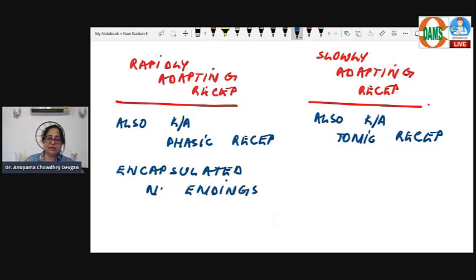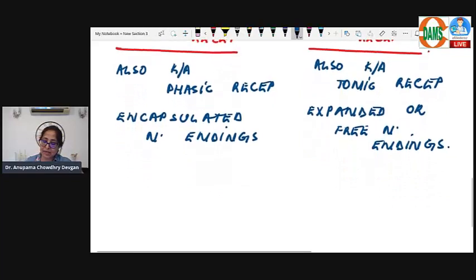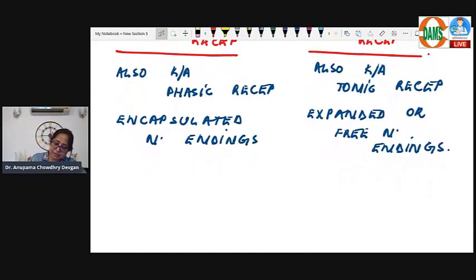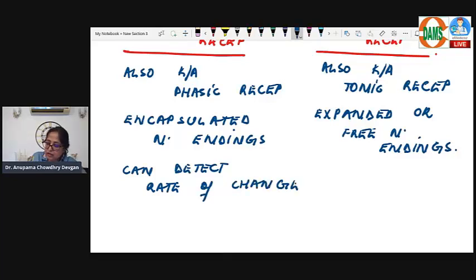These are encapsulated nerve endings. Slowly adapting receptors are expanded or free nerve endings. Rapidly adapting receptors are encapsulated nerve endings. They can detect the rate of change of stimulus. Rate of change of stimulus.